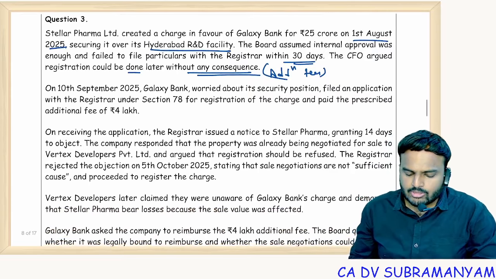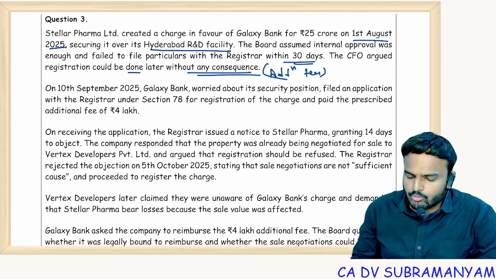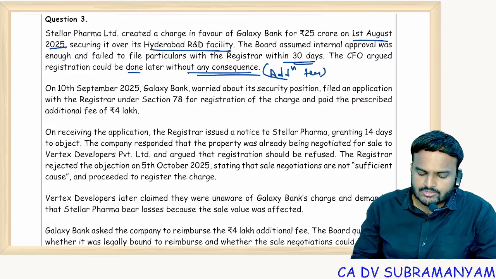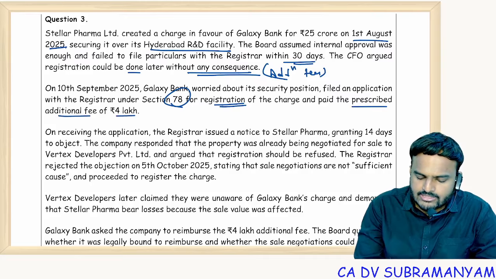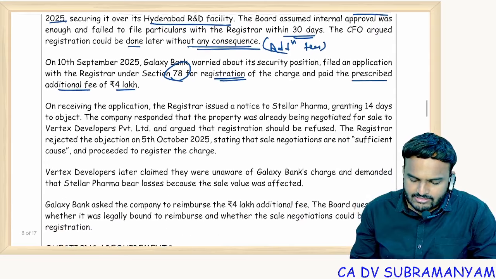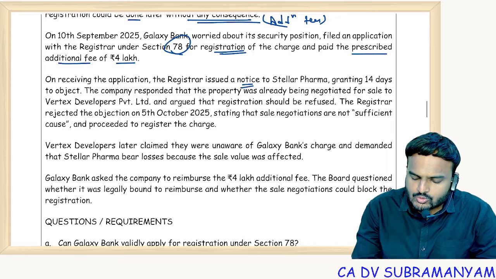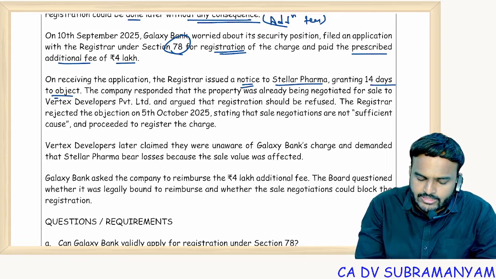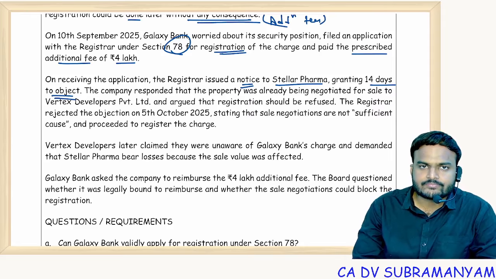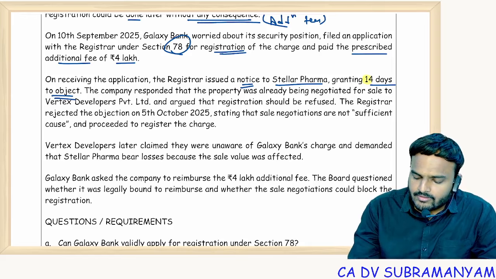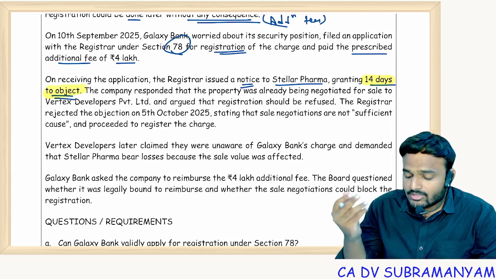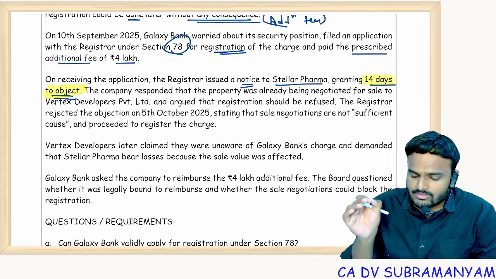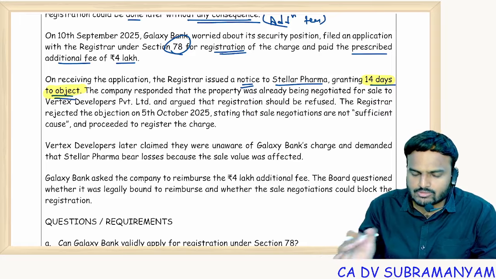On 10th September 2025, Galaxy Bank, worried about its security position, filed an application with the ROC under section 78 for registration of the charge and paid the prescribed additional fees of 4 lakhs. On receiving the application, the registrar issued a notice to Stellar Pharma granting 14 days to object. In examination, they may ask you the prescribed period. They may not ask you 14 days, but the rule is 14 days NOC.